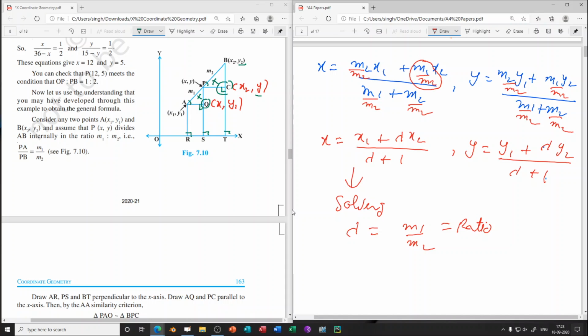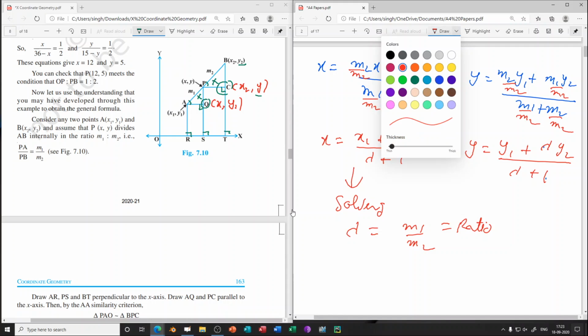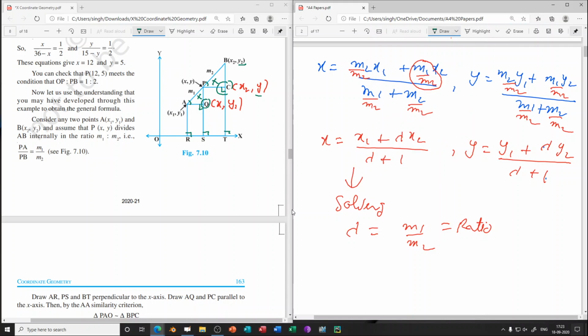So you have to apply this formula when we have to find the ratio, but the coordinates of point P are given. We will use this form of the section formula. What is the form? x equal to x1 plus lambda x2 over lambda plus 1, and y equal to y1 plus lambda y2 over lambda plus 1. So this is how we have completed the concept portion of the section formula.